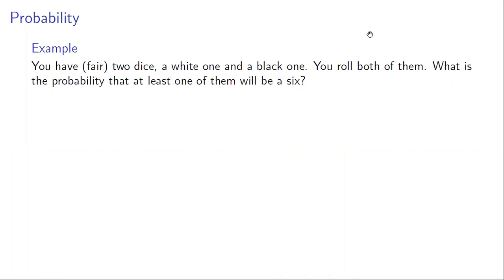So whatever. If you roll both of them, the question is, what is the probability that at least one of them will be a 6, right? So when you roll a die, you either get 1, 2, 3, 4, 5, or 6 on the die. So here we're rolling 2. What's the probability that at least one of them will be a 6?